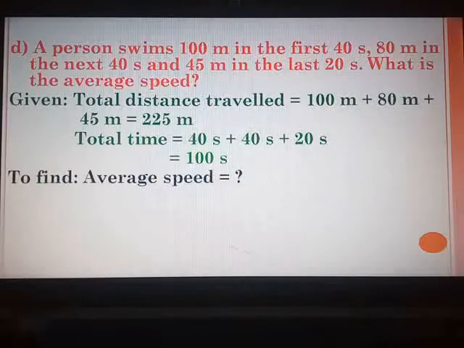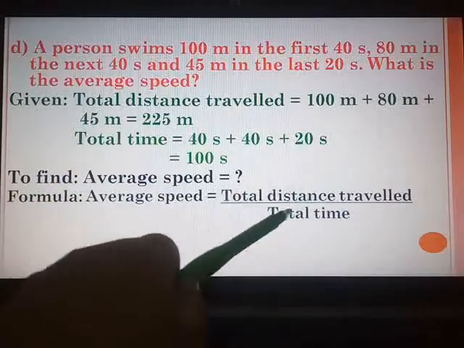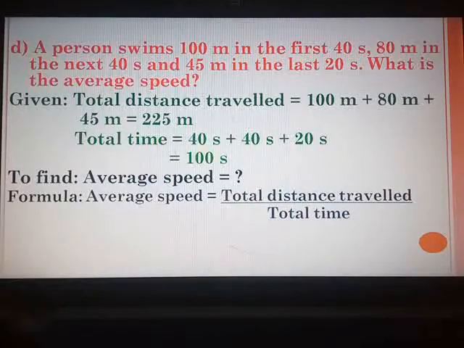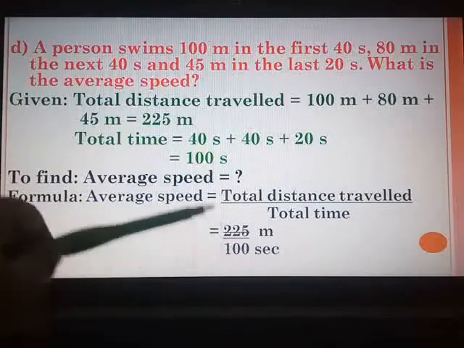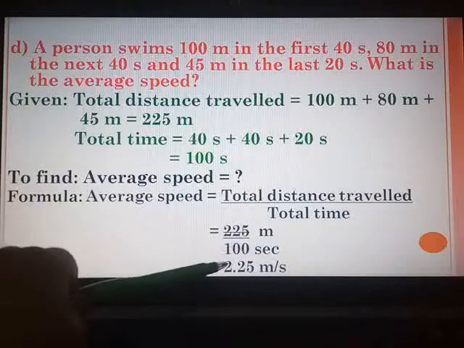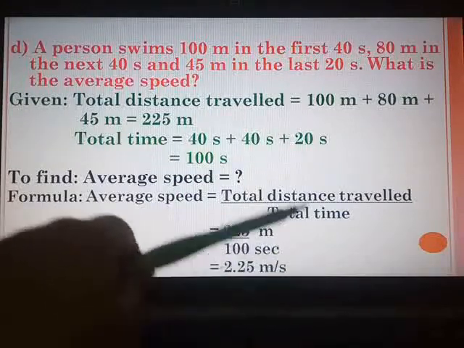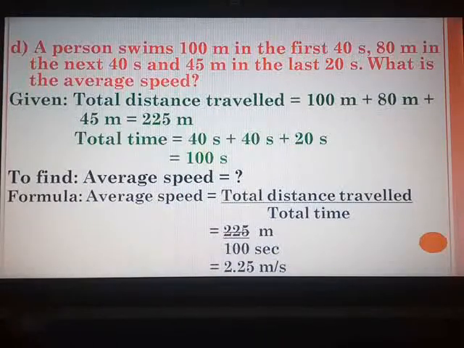Now very easy to calculate the average speed. Average speed is total distance travelled upon total time taken. Substitute the values. 225 divided by 100. You will get the answer as 2.25 meters per second. So the average speed of the person is 2.25 meters per second.